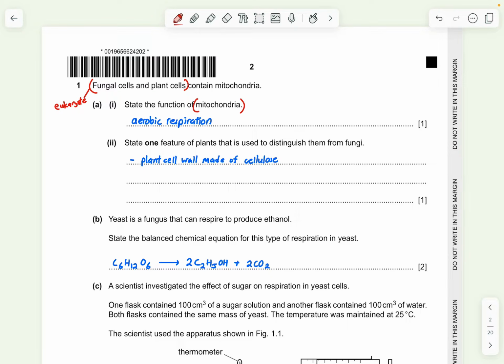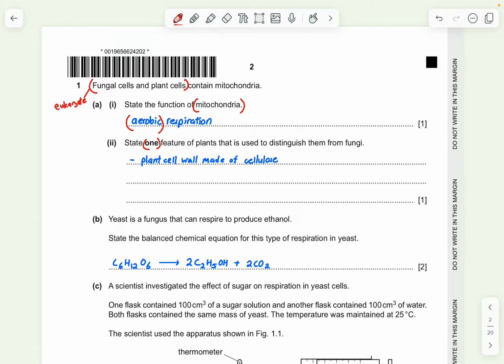The reason you need to specify is the term aerobic. This is very important because respiration on its own can either mean aerobic respiration or anaerobic respiration. And then you'll be asking me, why is it aerobic respiration mainly? Because a lot of the processes that occur in the mitochondria mainly cater for aerobic respiration, because oxygen is important. Okay. Part 2. State one feature that is used to distinguish a plant from a fungus.